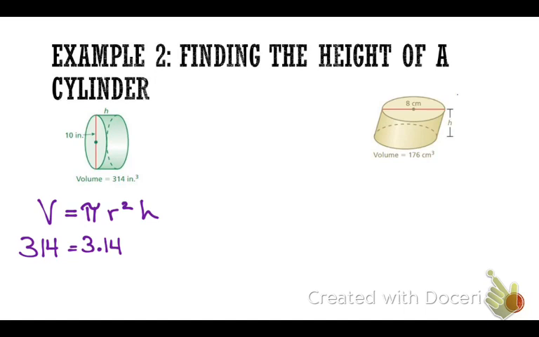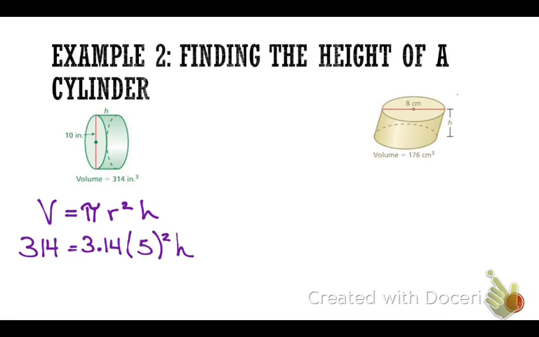Do we know the radius? Look at the figure. What number would I plug in for the radius? 5. Is it 10? No, 10 is the diameter. 10 is the entire distance across. So if I need to know the radius, which is half the distance across, what can I do to 10? Divide it by 2. What's 10 divided by 2? 5 squared times h, which I don't know.